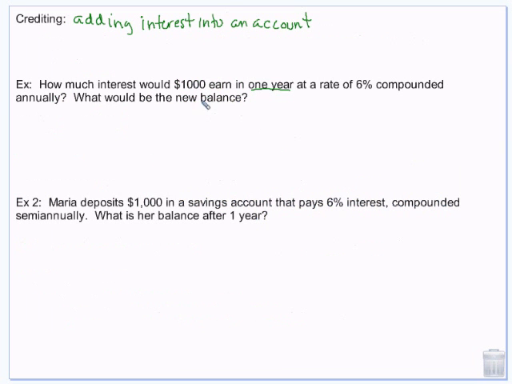So for this example, because we're talking about 1 year and we're talking about annual compounding, we can still use the simple interest formula because it's only once. So we'll say interest is equal to principal times rate times time. So we have $1,000 at 6% times 1 year. So that would be $60.